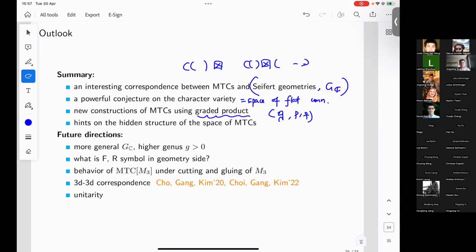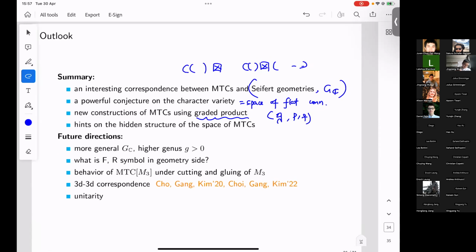But at this moment, this is still an initial phase of the project. We have so many open questions we don't know. Some of them were already mentioned. For example, the numerics we have done is mostly for SL(N,C).